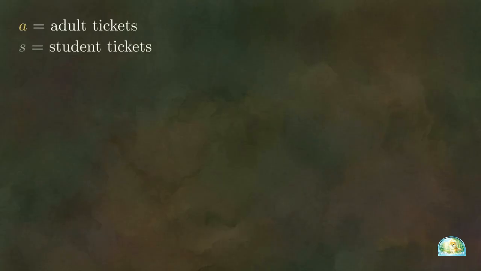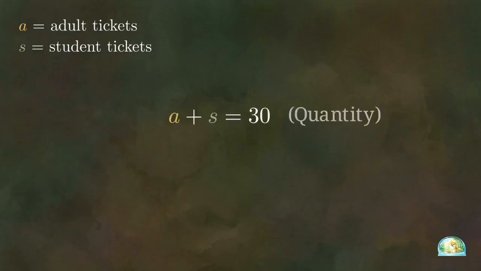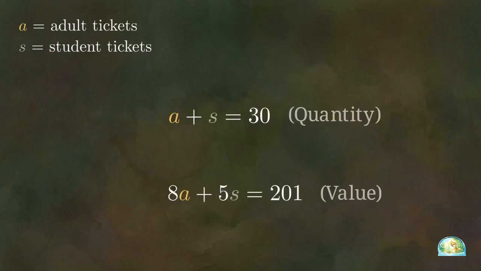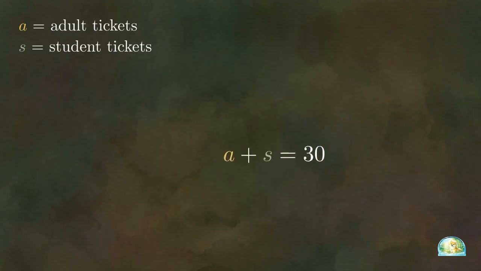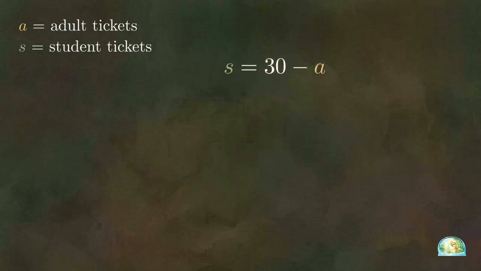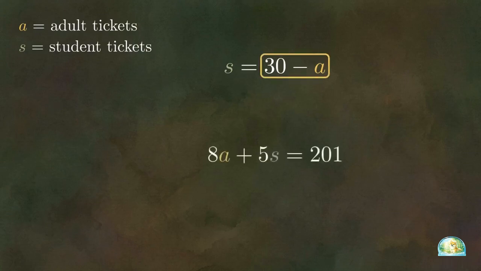Then, we write our two equations, one for the total quantity, A plus S equals 30, and one for the total monetary value, 8A plus 5S equals 201. To solve this, we can isolate one variable. If we take our quantity equation and subtract A from both sides, we find that the number of student tickets equals 30 minus the number of adult tickets.